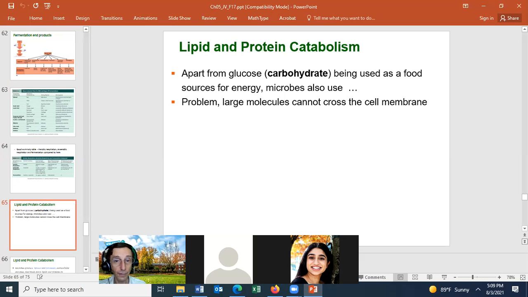There is a problem for large molecules, and that is they cannot cross the cell membrane. But cells, including your own cells of the gut, can digest large carbohydrates and other large molecules by secreting an enzyme extracellularly, digesting the carbohydrate outside the cell, and then bringing the smaller monomers like glucose into the cell. And that's true for bacteria too.